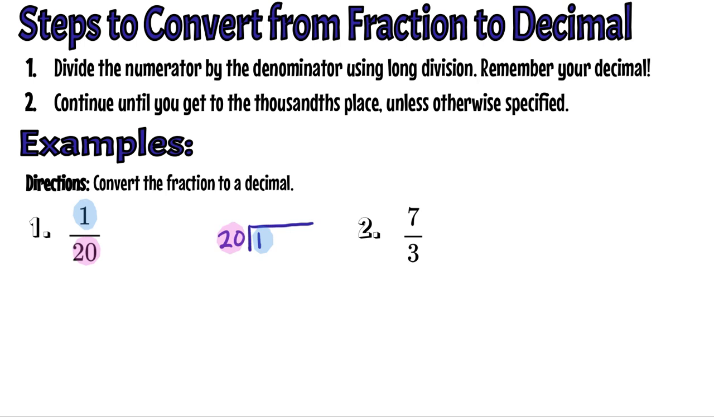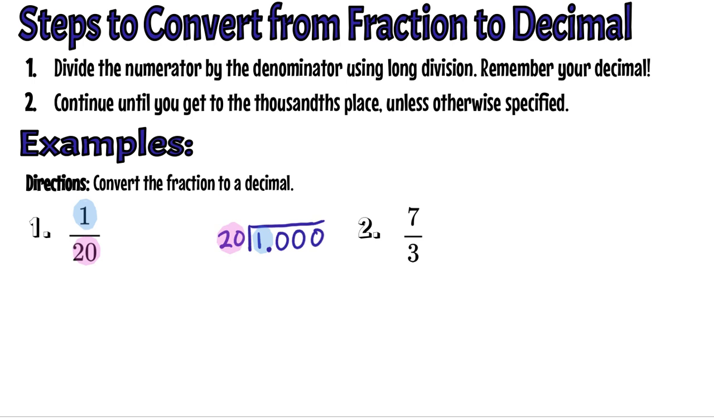As you probably noticed, we can't divide evenly 1 by 20, right? 20 is larger than 1. So we're going to have to add decimal places to our dividend. So we want to add a few decimal places. Maybe we go to the thousandths place. And then from here, we can start dividing.